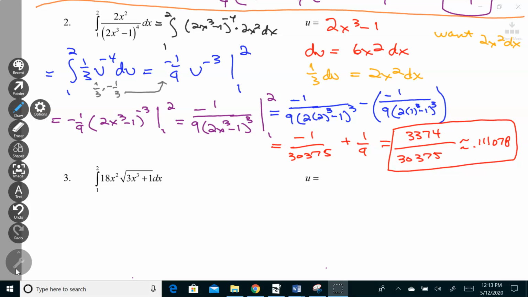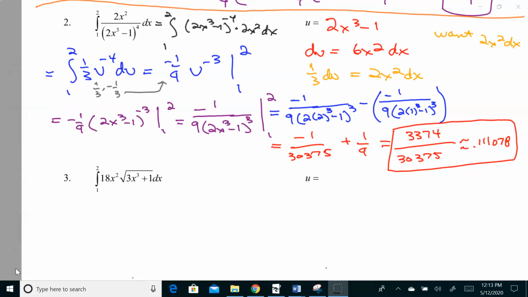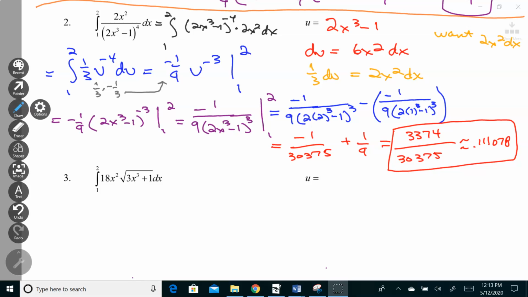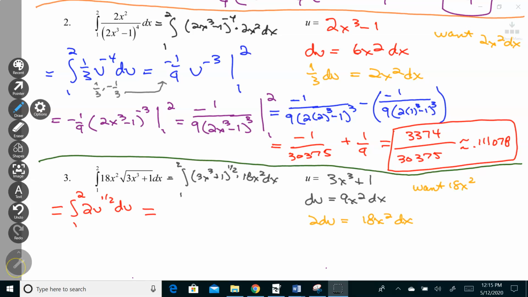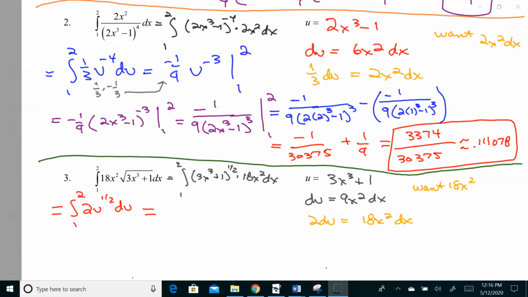So I plugged those numbers in my calculator, and I got some ugly fractions. I'm not saying this was easy, but I had a calculator do the hard work for me, and I got this weird decimal number of 0.111078. Or better yet, the fraction 3374 over 30,375. So problem number 3, I rewrote it as 3x cubed plus 1 to the 1/2, and then 18x squared dx, and I did my whole u substitution, and I'm able to rewrite the whole integral as 1 over 2, the integral from 1 to 2, 2u to the 1/2 du.